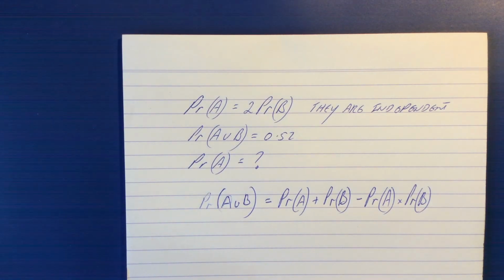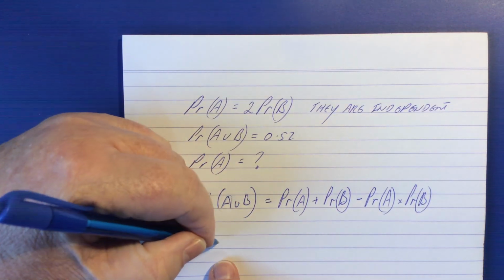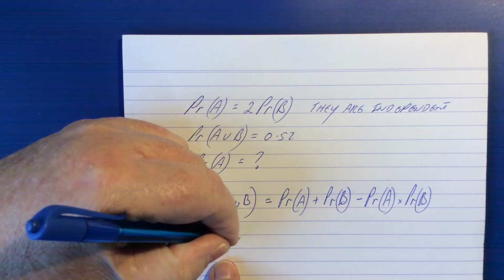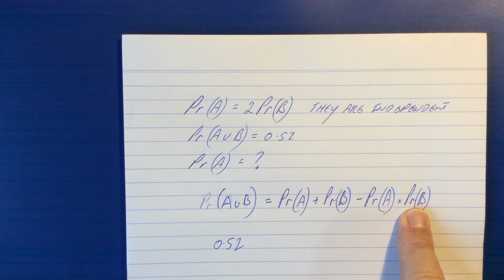And we already know one thing. We know that this is equal to 0.52. So 0.52 is equal to this.